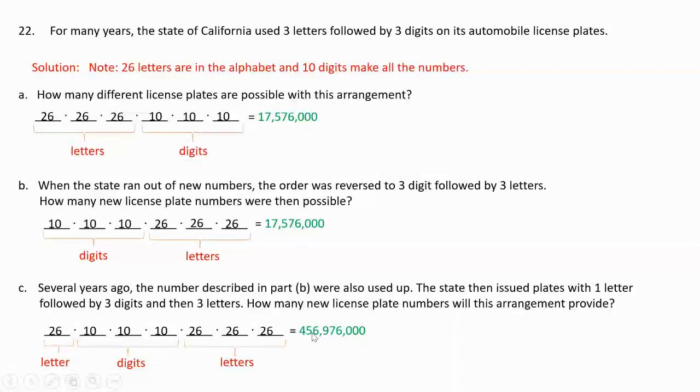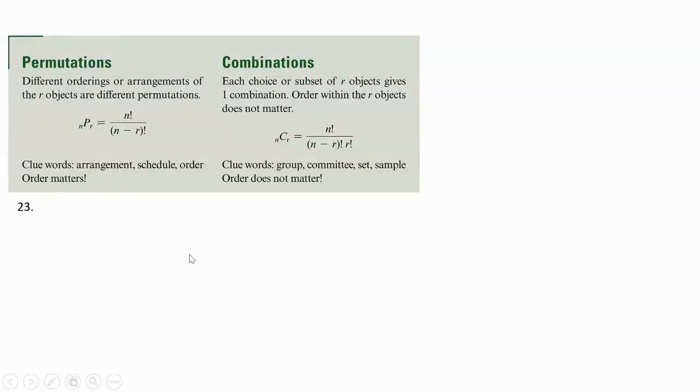It increased to 456,976,000. So it increased by what? By 440 million by adding 1 letter. Isn't that amazing? Okay, now we're down to the last 2 problems here, I believe.